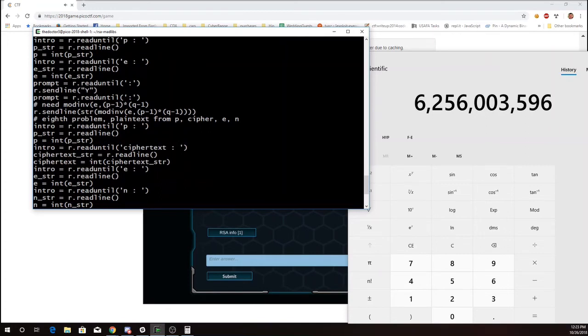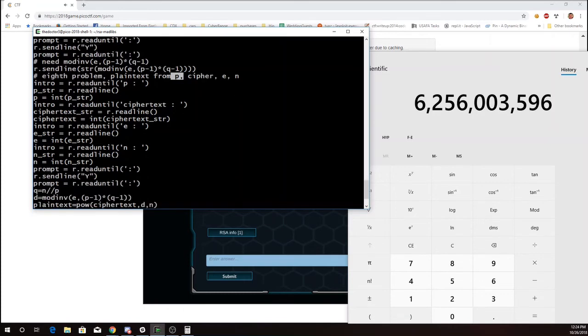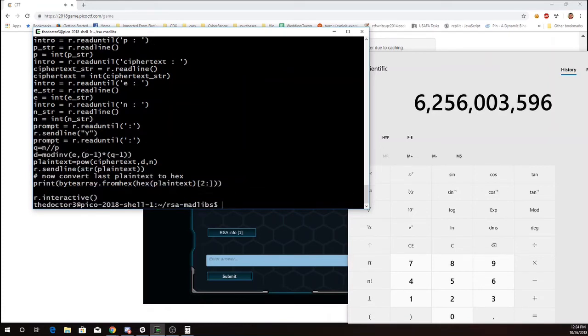The eighth problem asks for the plain text when given the ciphertext P, E, and N. Now, normally I wouldn't be able to get the ciphertext, but because I have P, I can actually get Q, right? So Q is N divided by P. Then I can get D from the modular inverse, and then I can get the plain text.